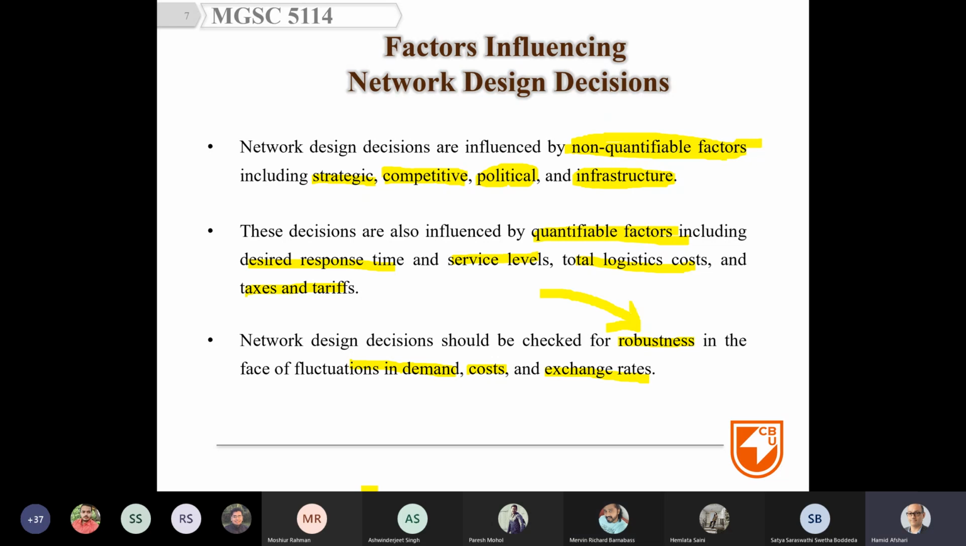Okay, so let's list and see which one is correct. Robustness. What was the first definition you mentioned? Very effective. Okay. Any other word? Highly talented, in good condition, or something like that. Any word for that? What do we call a robust network?